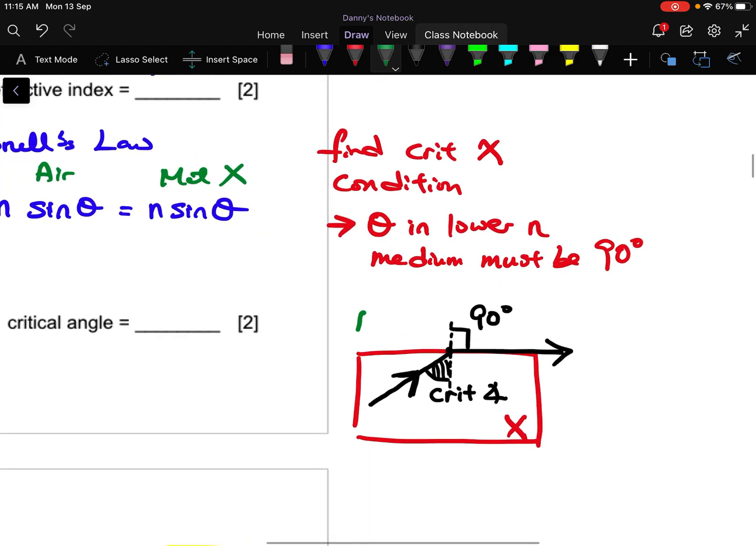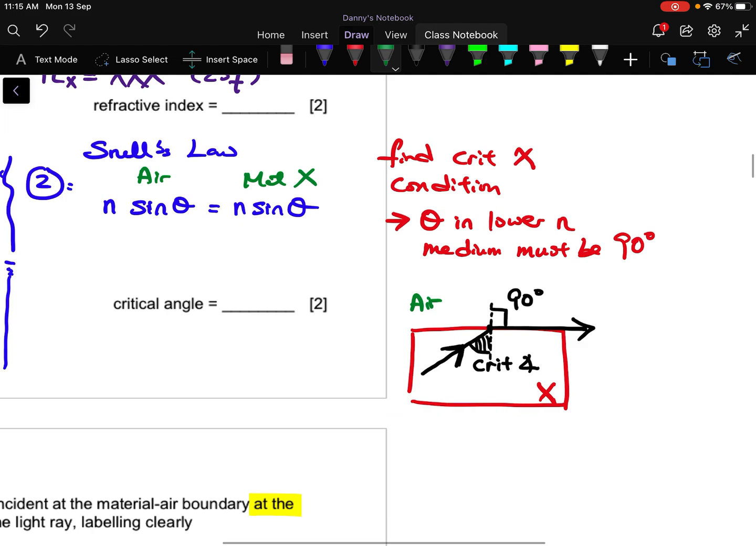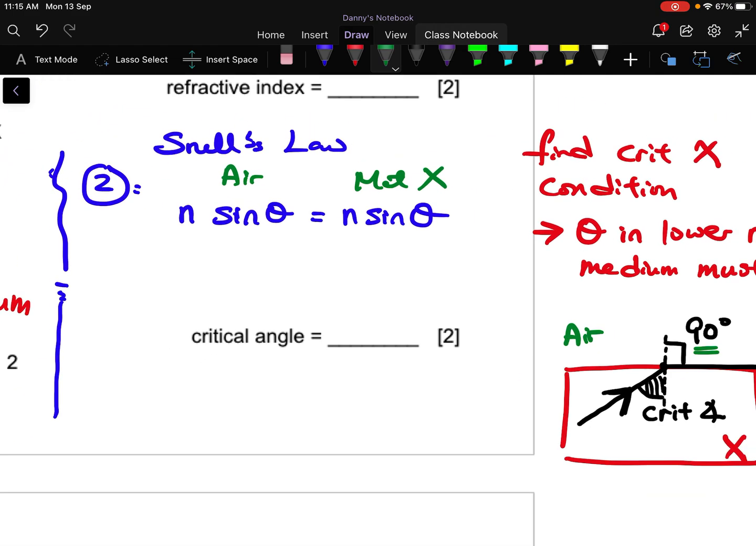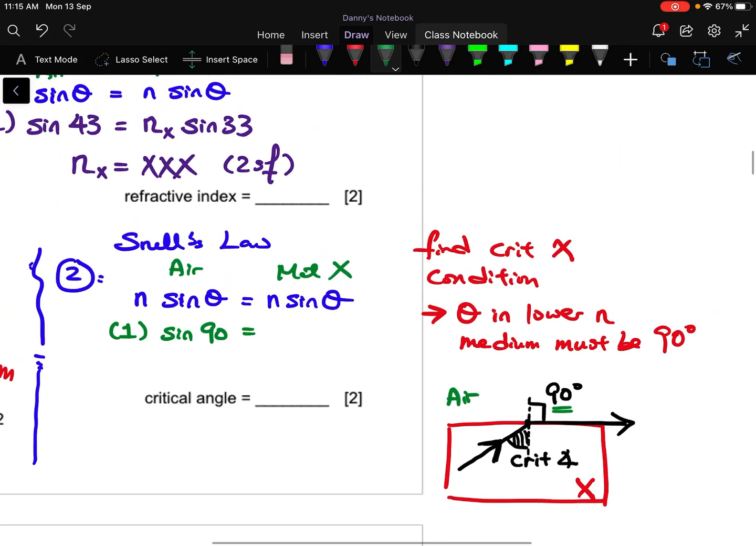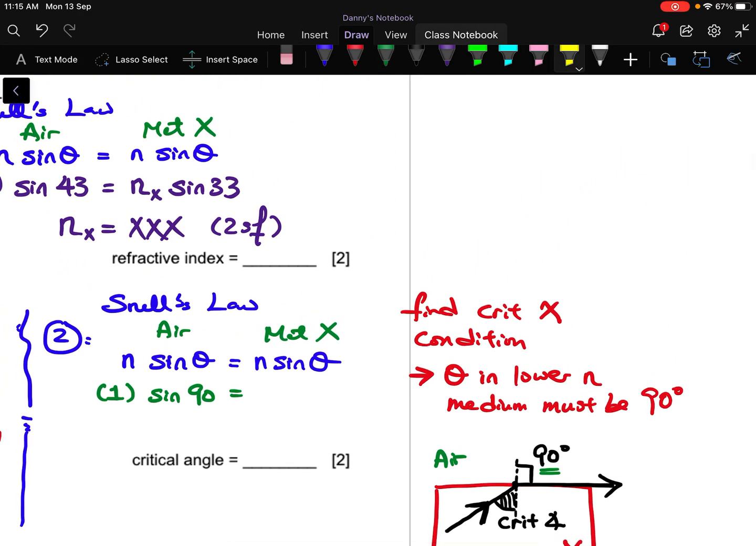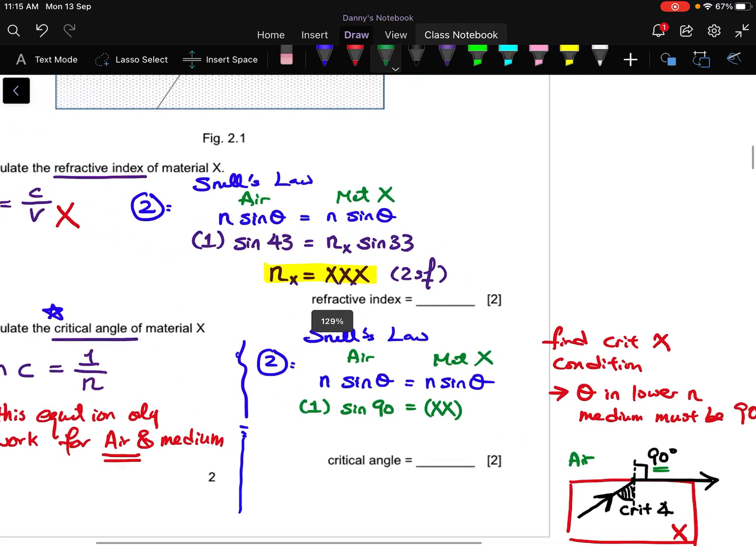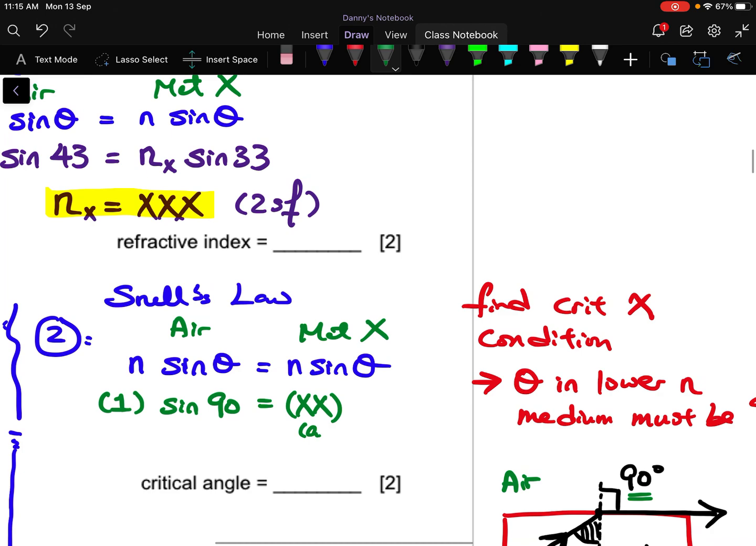So because of this particular property, if I want to find this particular angle, what I need to do is quite straightforward. On the air side, my angle will be 90. So I will substitute here sine 90, and the refractive index of air is 1, must be equals to, I have already found the refractive index of X. Correct or not? This is my part A answer. This one I find from part A.